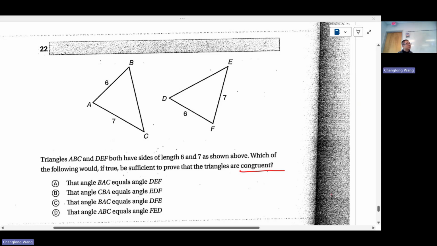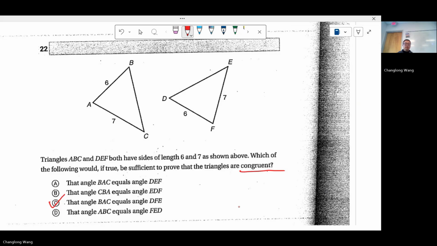All right, so the answer is letter C. You guys do remember, even though it has been a while since you did geometry. When it comes to proving congruent triangles, there are quite a few options, right? And they involve the sides and corresponding angles.